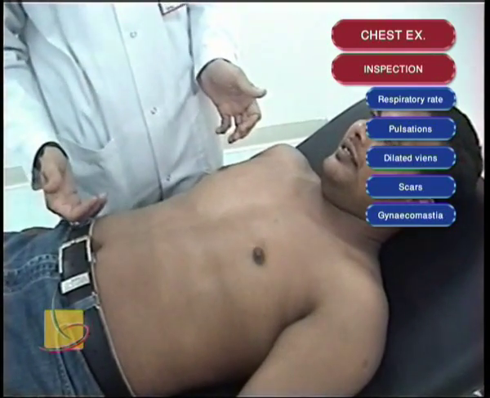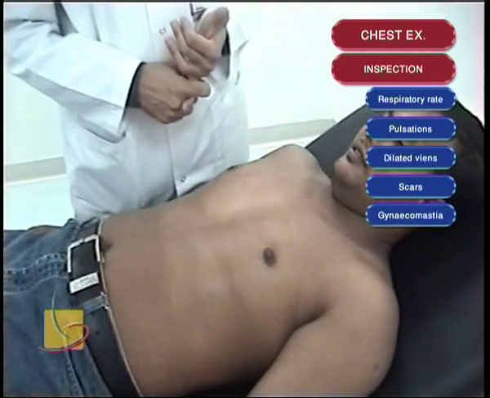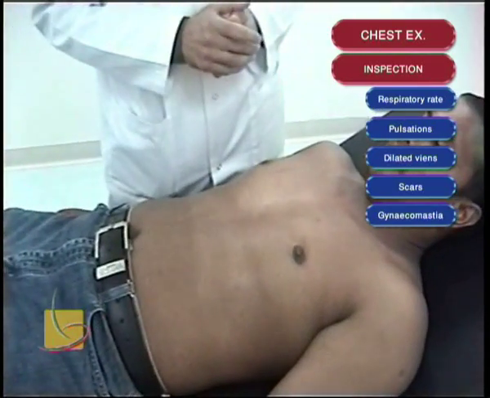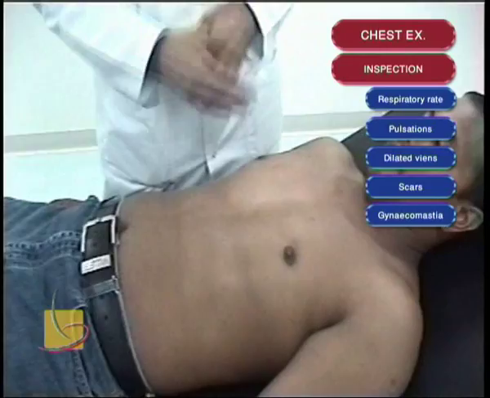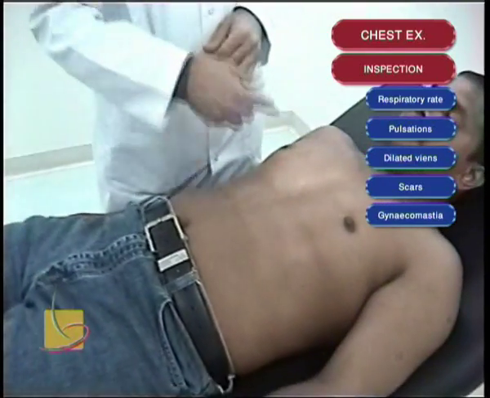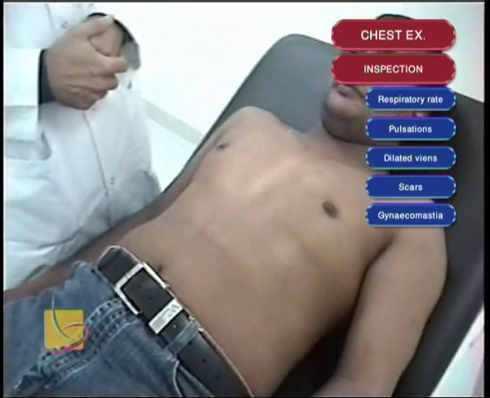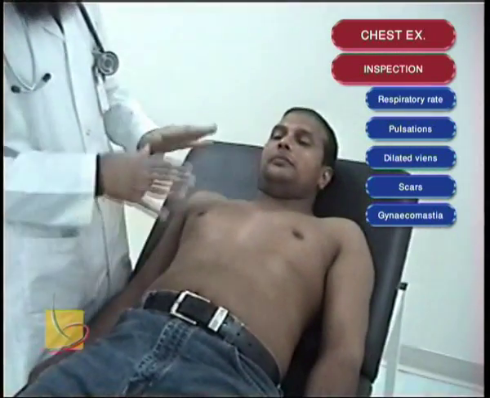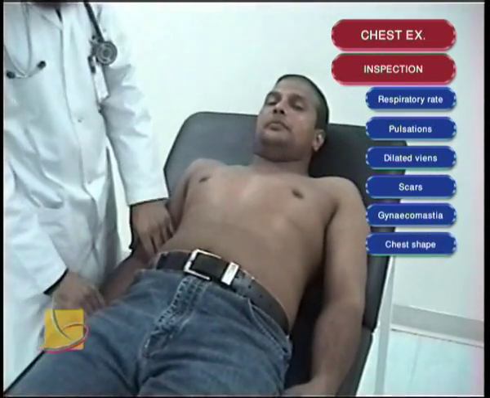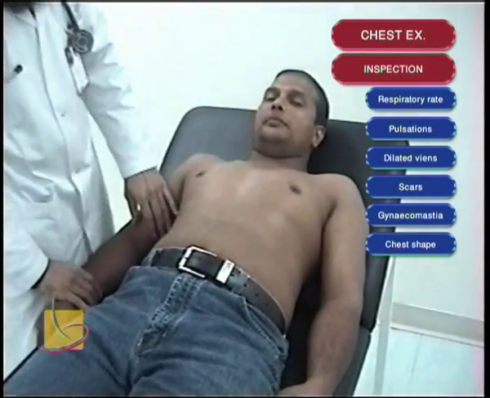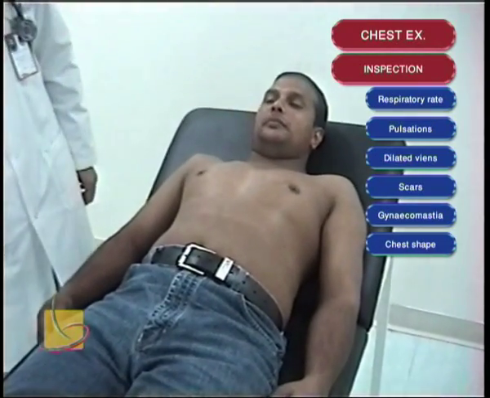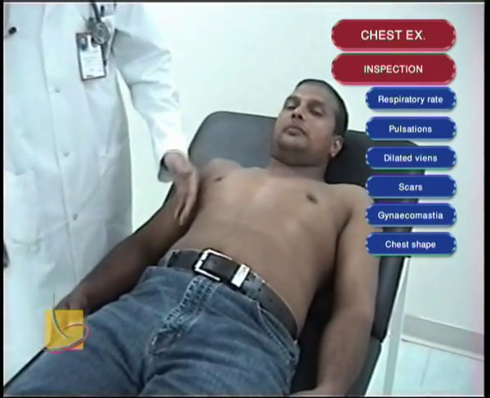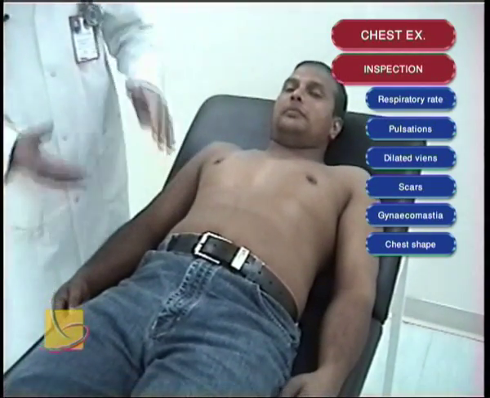So, we said now: respiratory rate, pulsations, dilated veins, scars of previous surgery, marks that indicate a pleural aspiration or pleural attack. And then the shape of the chest. The shape of the chest may be of great importance because people with chronic obstructive airway disease may have the so-called barrel-shaped chest.